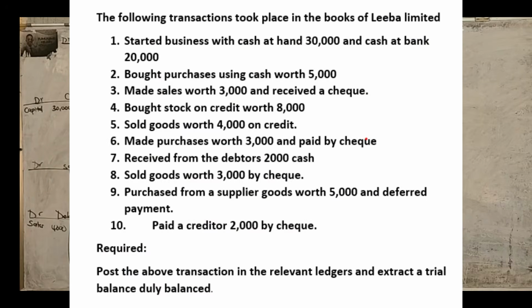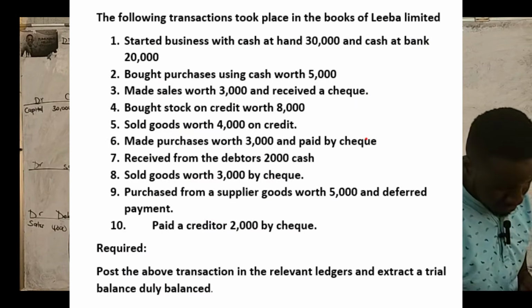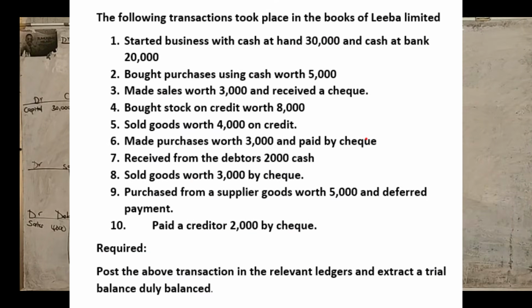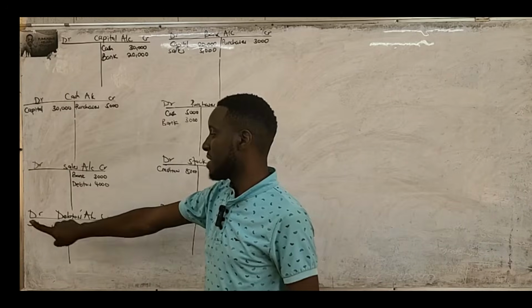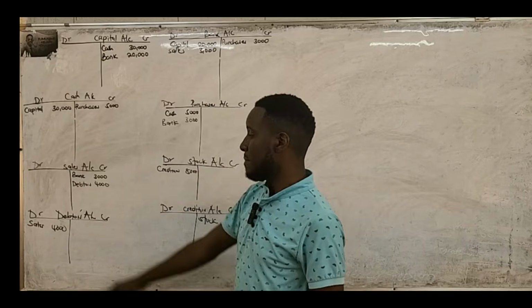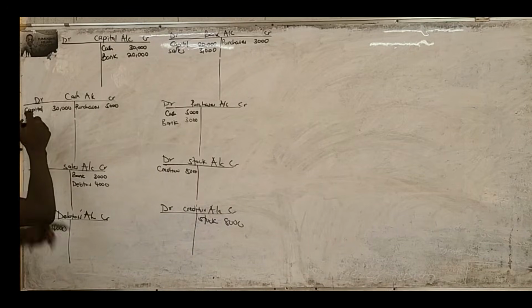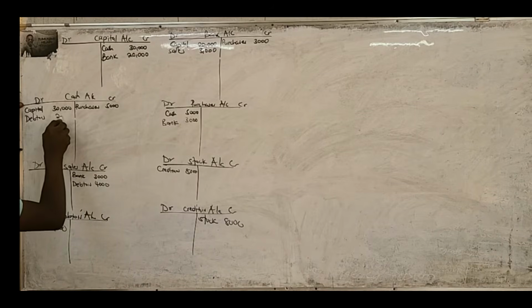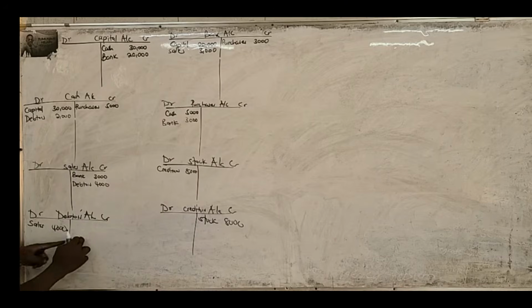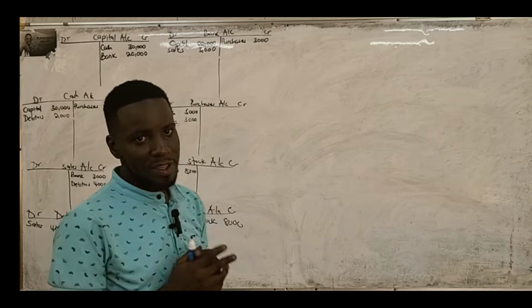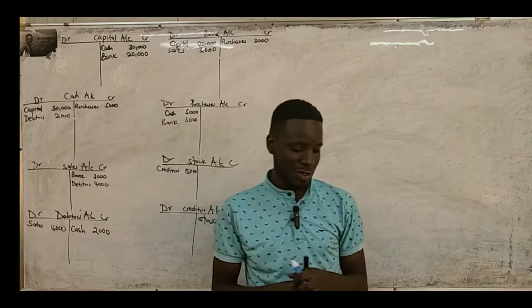Then the next transaction, they're saying received from the debtors 2,000 cash. So remember, we have our debtors, and we are already demanding them 4,000. But now if these debtors are paying us, that means you're going to receive cash. You come here and say cash from the debtors worth 2,000, and then you come to the debtors and say they paid us cash worth 2,000. So that's it. Very, very easy, like I was telling you.